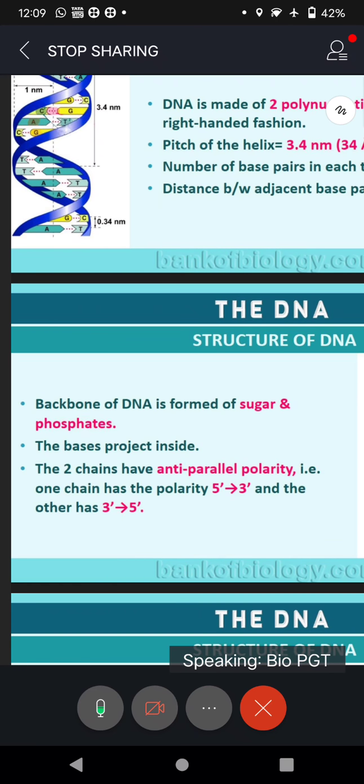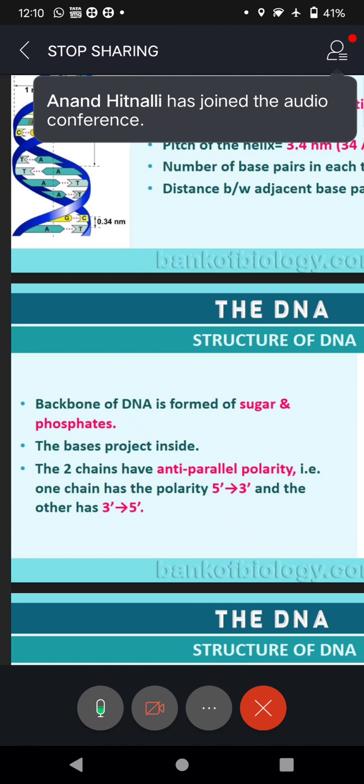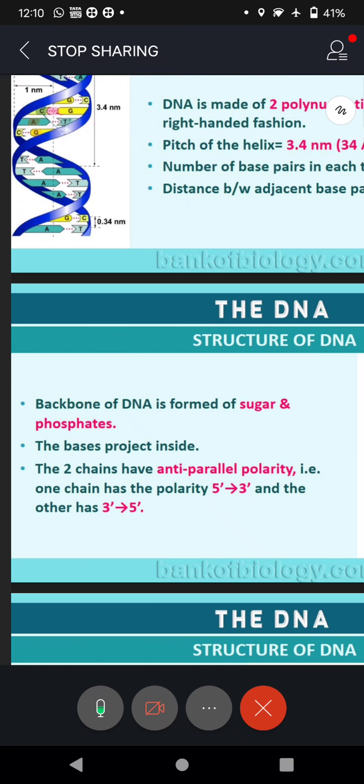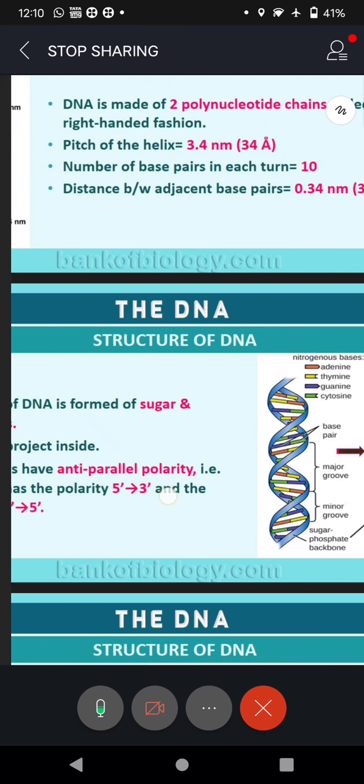This is just to know, so that you have an idea what would be the total length of DNA in us. It is only for appreciation, that's all. So the backbone of DNA is formed of sugar and phosphates. The bases project inside like steps. Two chains have anti-parallel polarity, just now I said. One starts with the 5 carbon attachment and ends with 3 carbon. Another starts with 3 carbon and ends with 5 carbon. So we say 5' to 3', another one 3' to 5'.